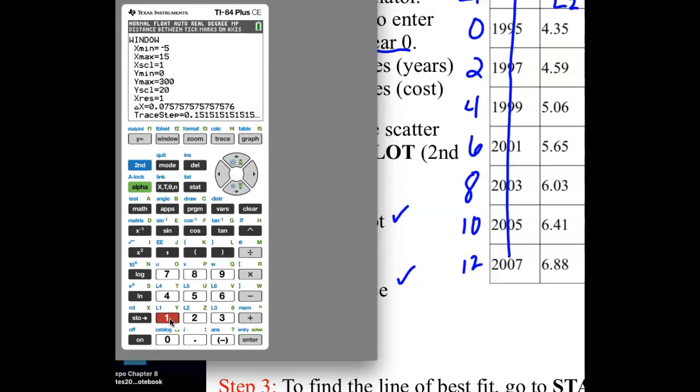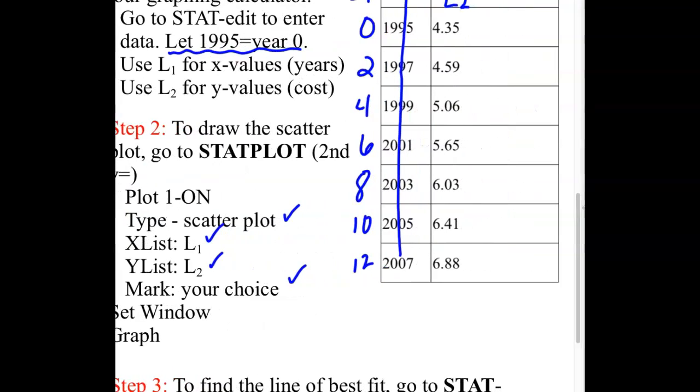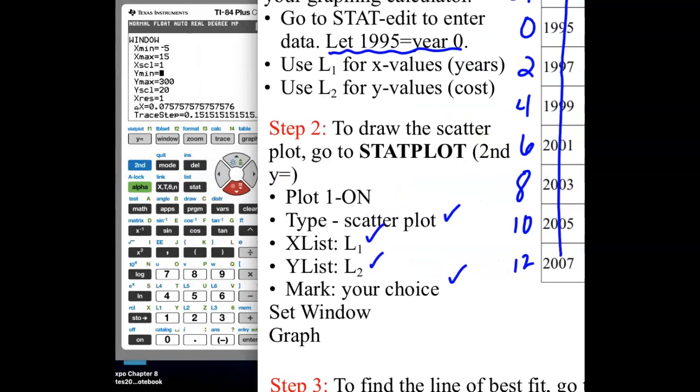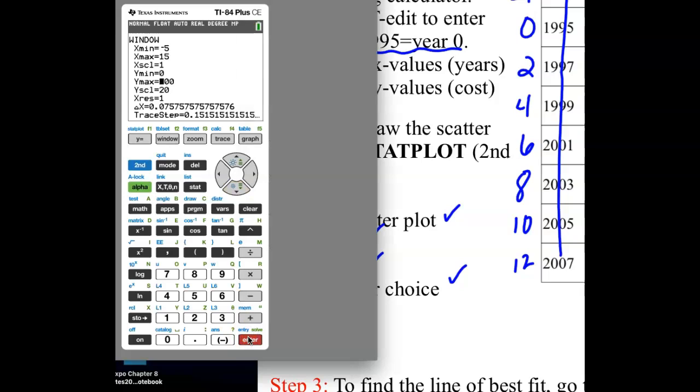All right, for our y values, let's look at our data again. We had a 4.35 up to a 6.88. So if we went from 0 to 10, would we see all of that? Okay, let's go ahead and do that. So my y min will be 0, and my y max will be 10. All right, and I'll just go by ones again for that.